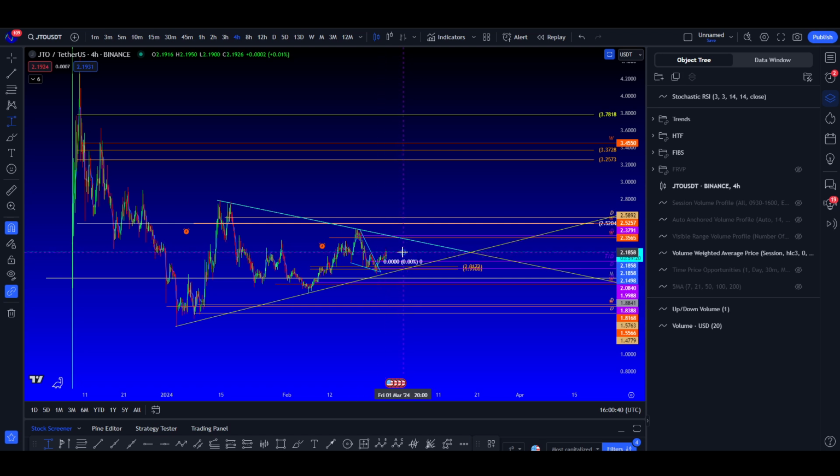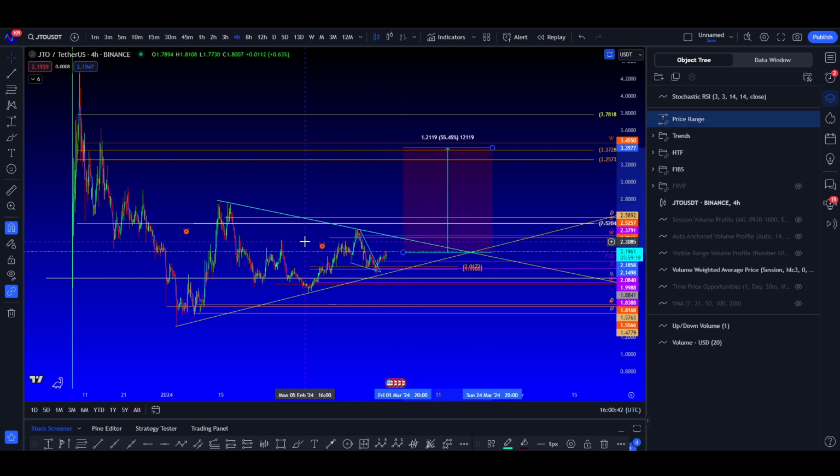So from these levels here, you're talking about, like I said, 50% increase in price. And this is really where my target is as of right now, right? So right around $3.2 for GTO, right?